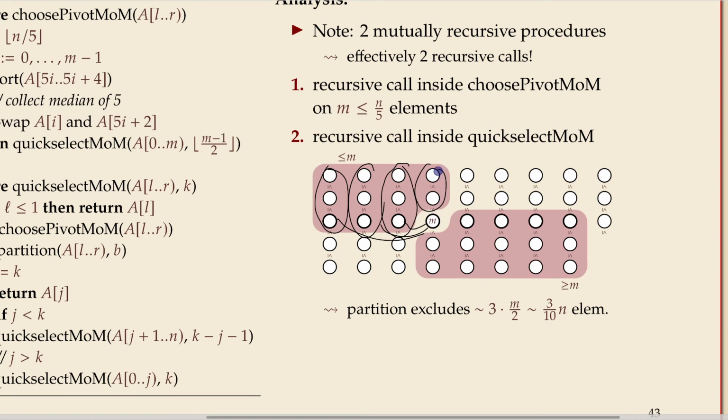So in each recursive call, we either get rid of this blob of elements or of this blob. And the smaller is this top left upper one. So how many elements are in there, roughly? It's half of the columns, because it's the median. And in each column, we get rid of 3 elements. So it works out to 3/10 as a fraction of all elements.